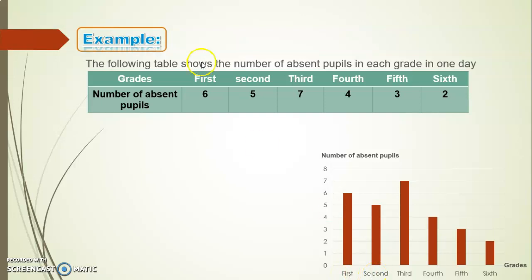Second, here I have 5. So I'll move up and stop at 5. The third, 7. I'll move up and stop at 7. Fourth, 4. I'll move up and stop at 4. Fifth, 3. I'll move up and stop at 3. Sixth, 2. I'll move up and stop at 2. This is the shape of our graph.